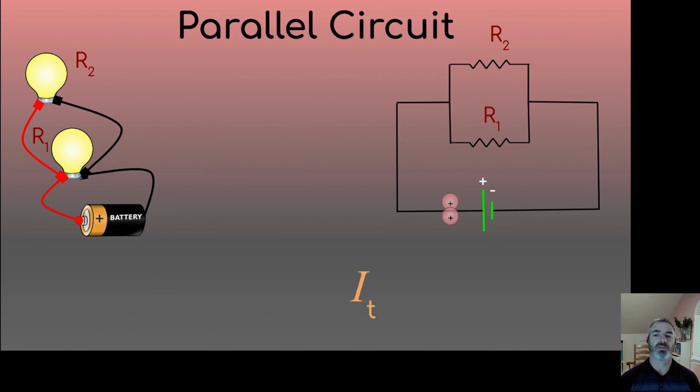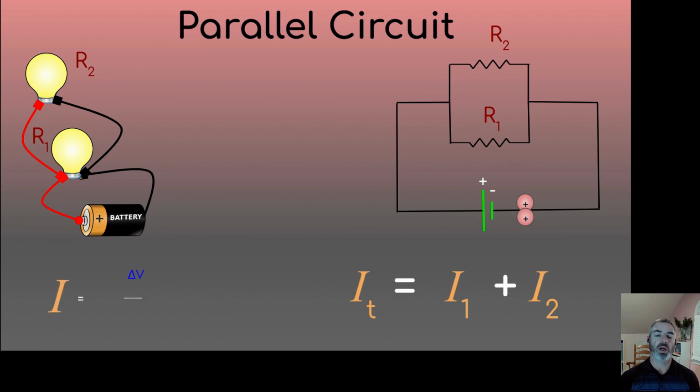So if we write an equation for the total current, we know the total current is going through the battery. But when it gets to this point, it splits between R1 and R2. So the sum of the currents is going to equal the total current that's flowing through the battery. Each of the individual resistors has less than the total current that's going through the battery.